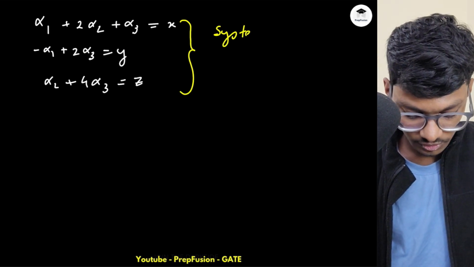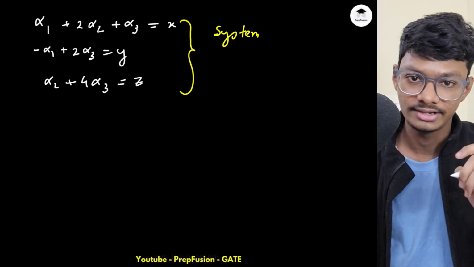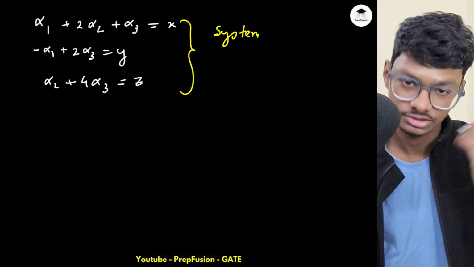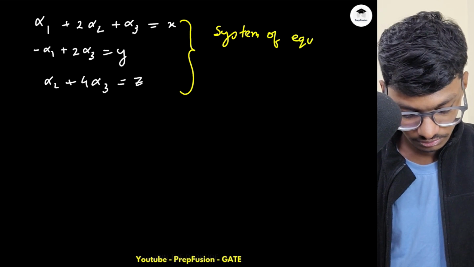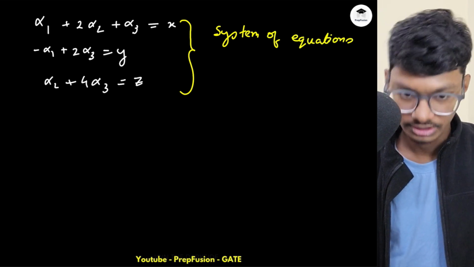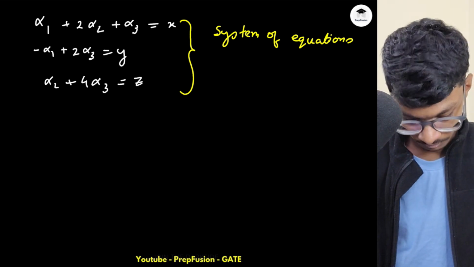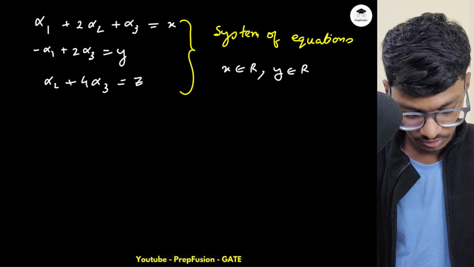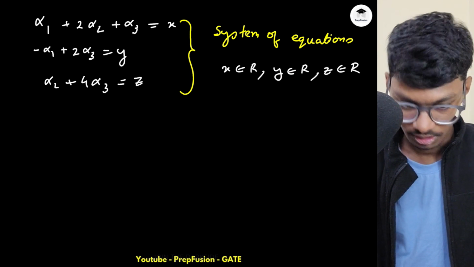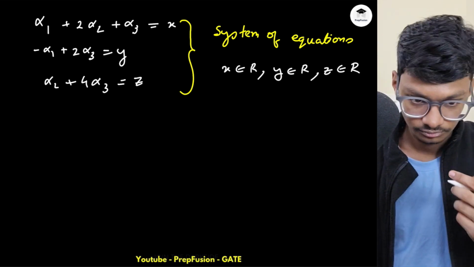This is like a system of equations where x, y, and z on the right hand side can take any value. Okay, basically this is homogeneous and non-homogeneous both, right? A system of equations where the right hand side is varying in our case. x belongs to real, y belongs to real, and z belongs to real, right?